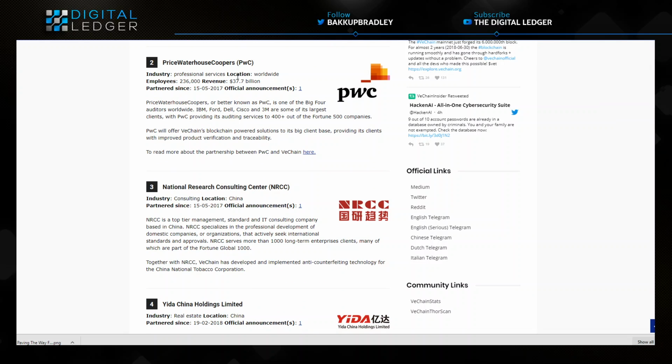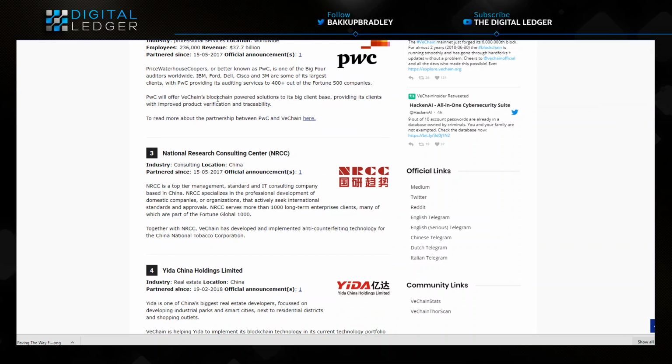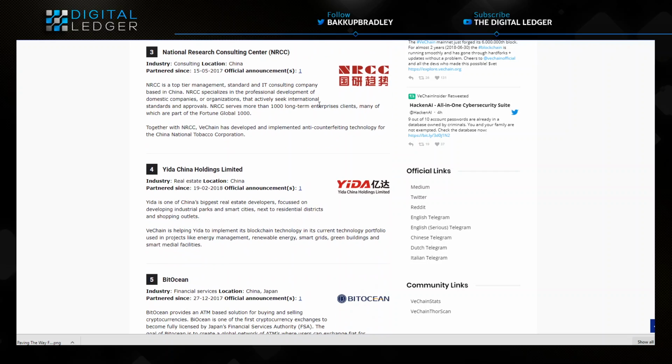PricewaterhouseCoopers, which I've certainly heard of. 236,000 employees, $37.7 billion in revenue. Let's take a look at this. PwC will offer VeChain's blockchain-powered solution to its big client base, providing its clients with improved product verification and traceability. So immediately you start to get a picture of what they see from the business side, the advantage of having VeChain as a part of their offering, of their business model, to their client base.